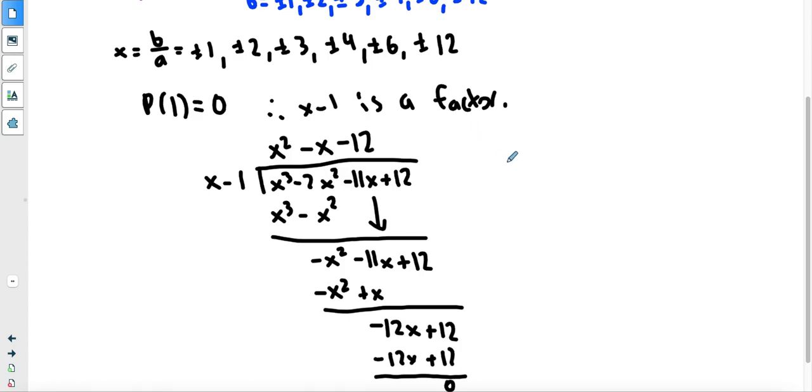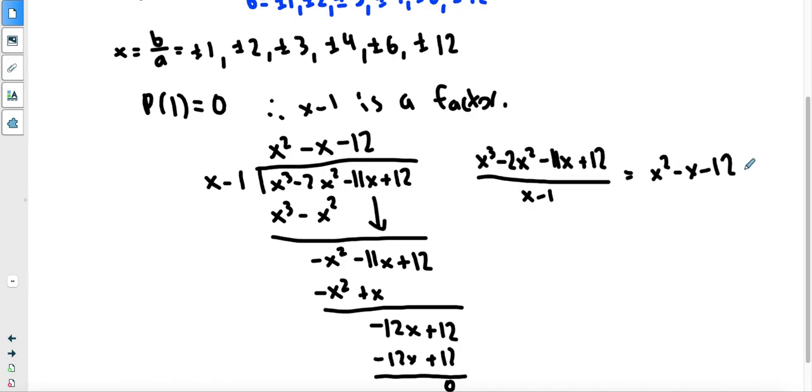Okay, so what does that mean? I divided my polynomial, and I got that this is equal to x squared minus x minus 12. And now, since I want to fully factor this expression, I'm going to factor this again. To factor x squared minus x minus 12, that's going to be equal to x minus 4 times x plus 3.